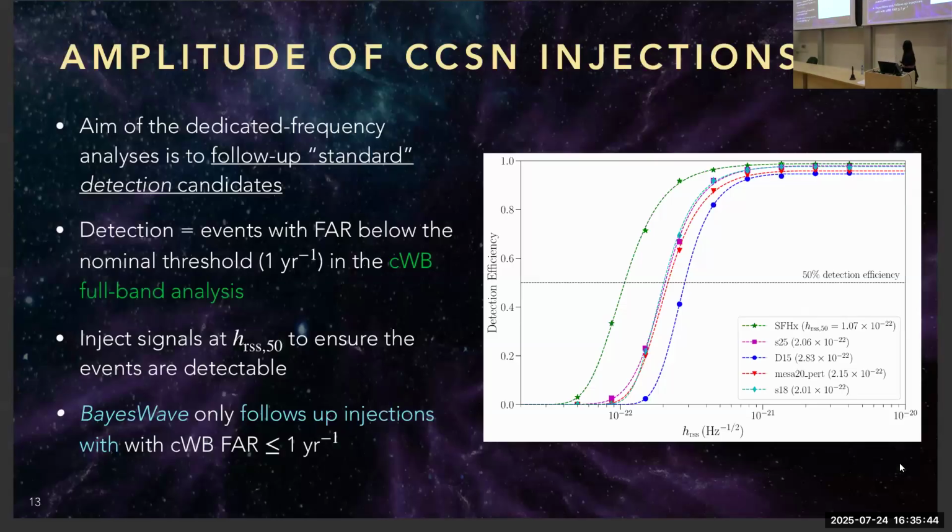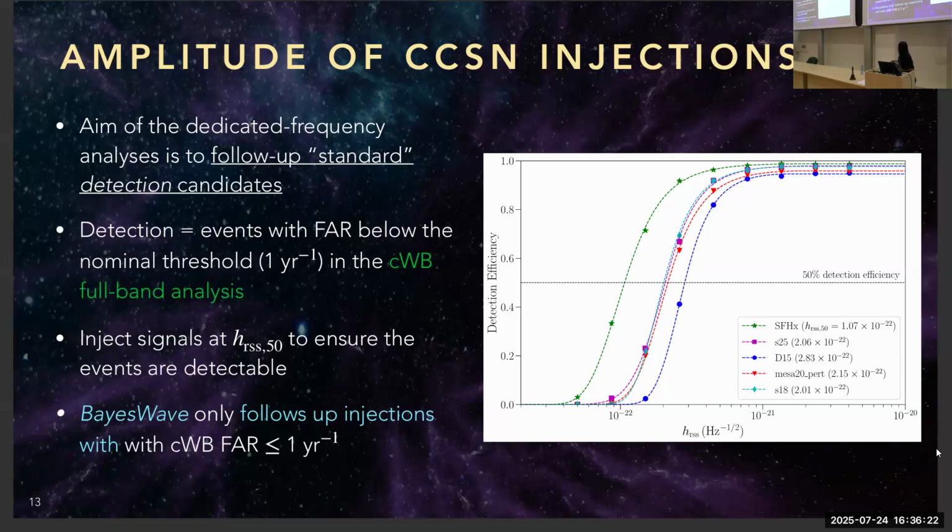Okay, so now to how we inject these supernovae signals, we're also quite careful about it because we don't want to be injecting things that cannot be detected. So like I said before, the dedicated frequency framework only follows up signals that have been detected by the standard detection benchmark, right? So we use CWB to determine this HRSS 50. HRSS 50 is the HRSS at which 50% detection efficiency is achieved. And then BayesWave only follows up injections with a false alarm rate of less than 1 per year.